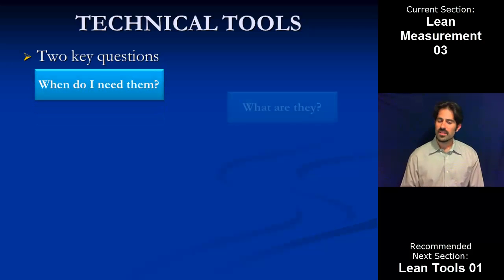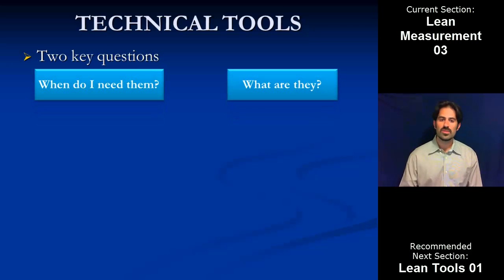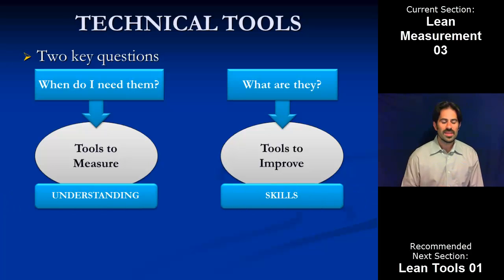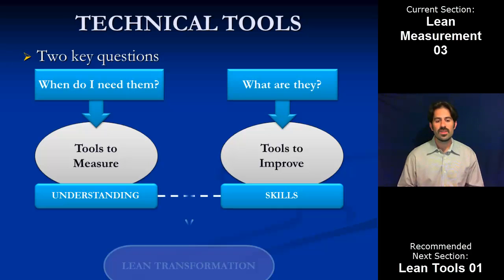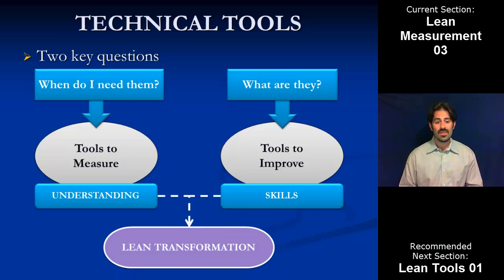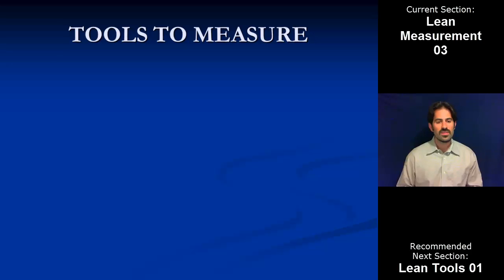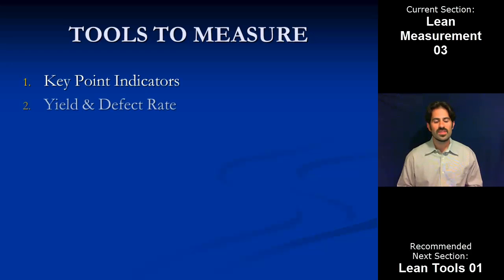As a follow-up from the earlier sections, we break the technical tools into really two main questions, which has some symmetry with the structure of the management modules. Basically it falls under tools to measure and tools to improve, which correlate to understanding and skills. The reason we do that is when we can put those two things together, that's what drives an effective lean transformation.